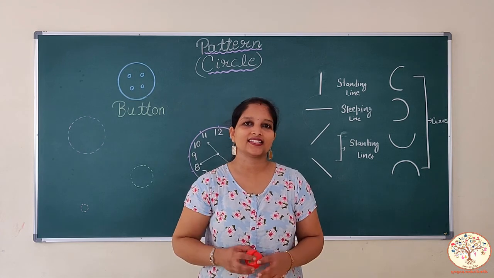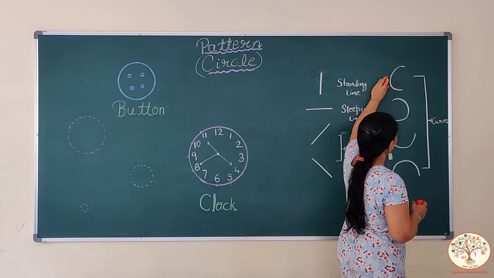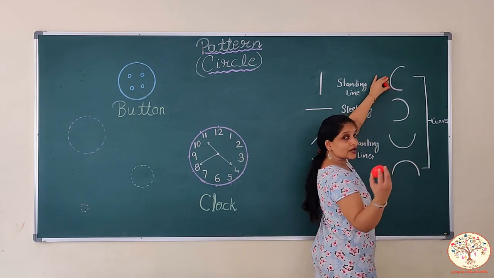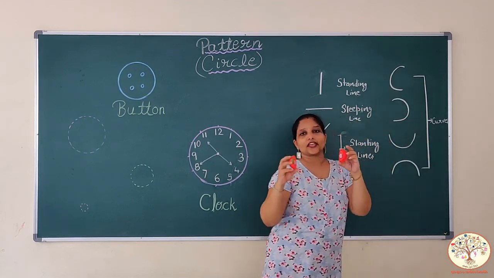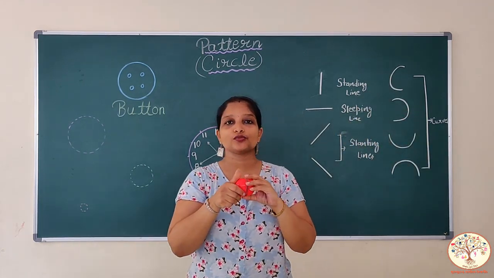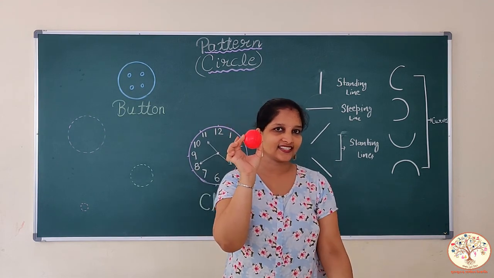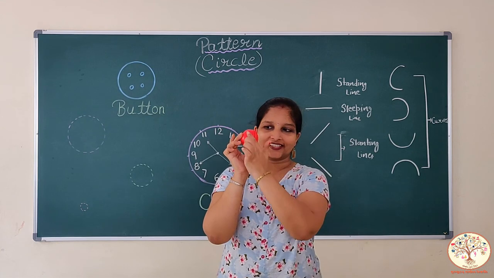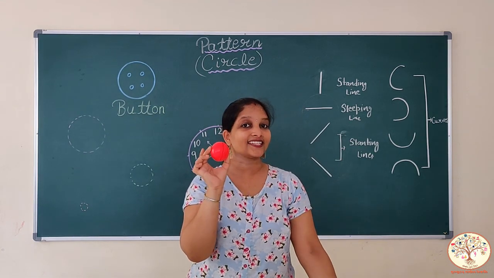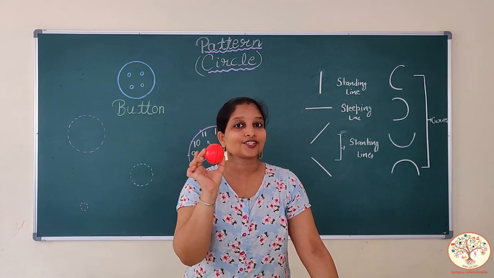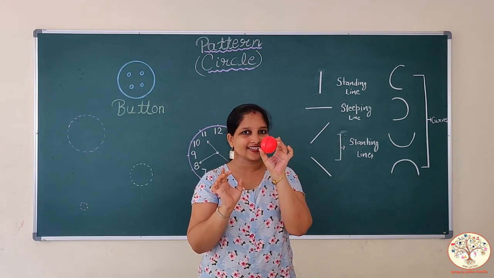Okay. See. This is right curve and this one is left curve. When we will join these two curves, what we will get? We will get a circle. So, our today's pattern is circle.